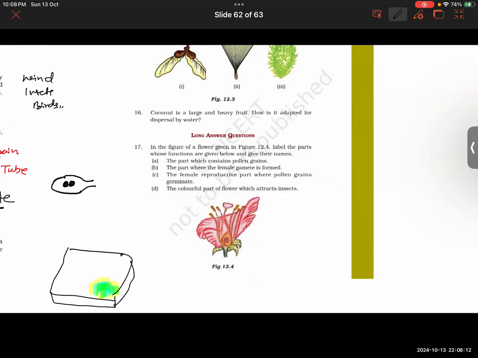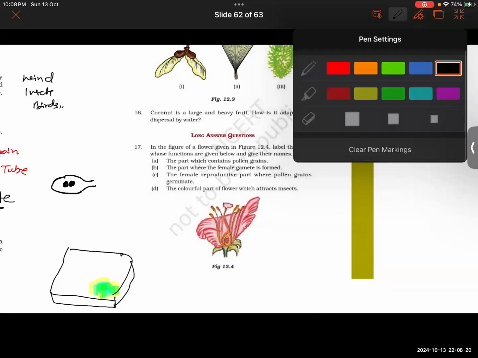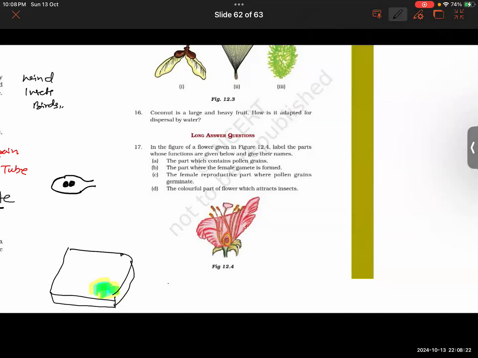Question number 17. Ross, read the question. In the figure of a flower given in figure 12.4, label the parts whose functions are given below and give their names. A. The part which contains pollen grains. B. The part where the female gamete is formed. C. The female reproductive part where the pollen grains germinate. D. The colorful part of the flower which attracts insects.